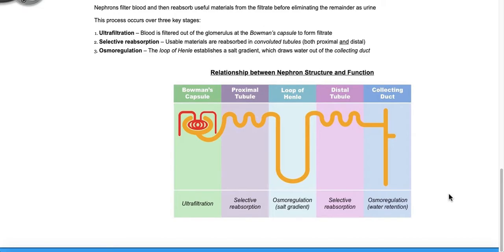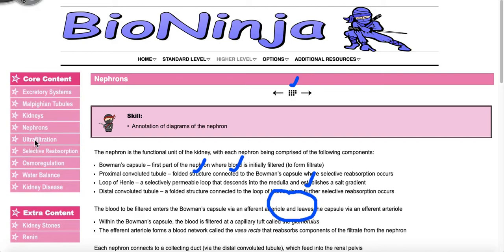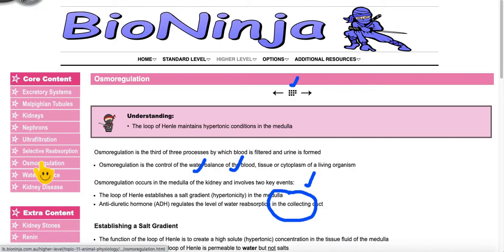Hello students, today we continue with 11.3 and we are still looking at the kidney. Today we're going to be looking at osmoregulation, and remember that this is the third process that happens within the nephron, and it happens within the loop of Henle. Alright, so let's move to that topic.